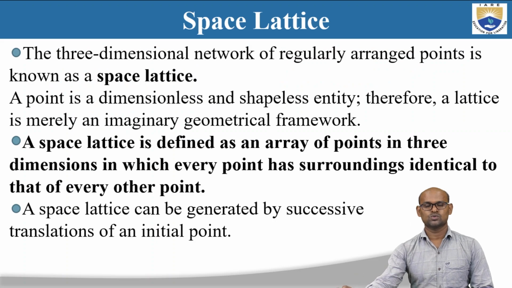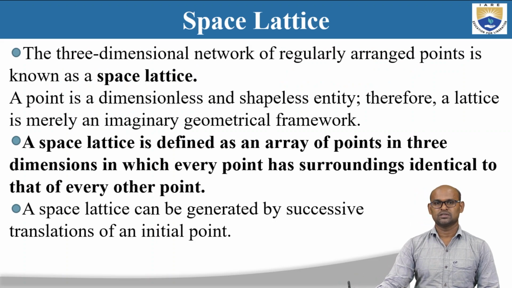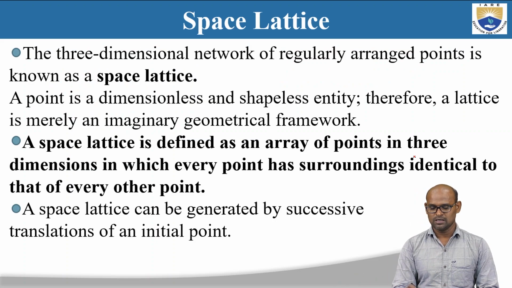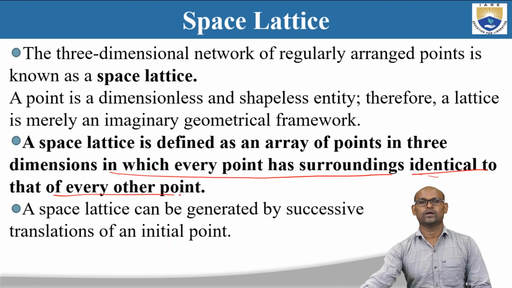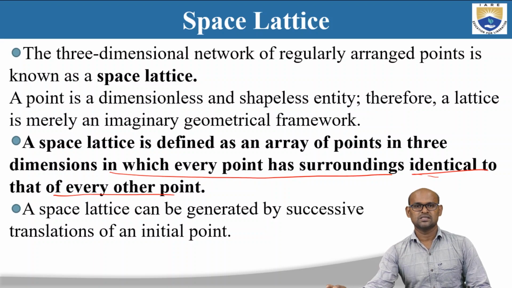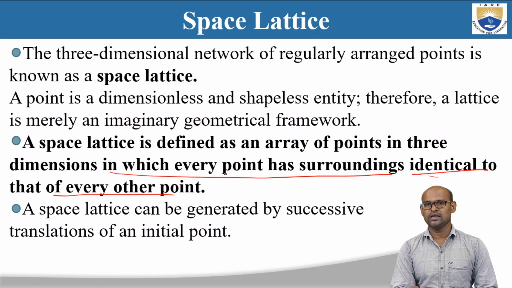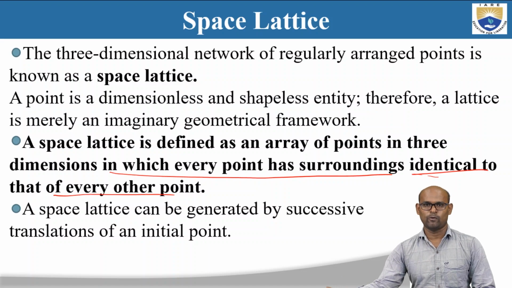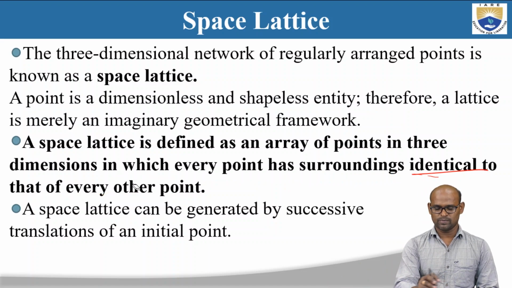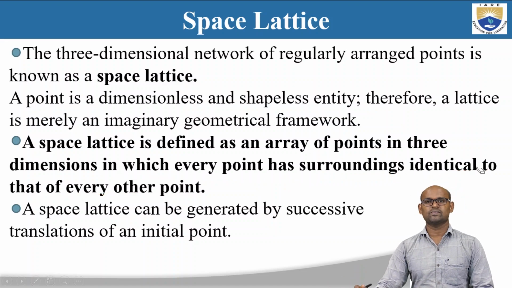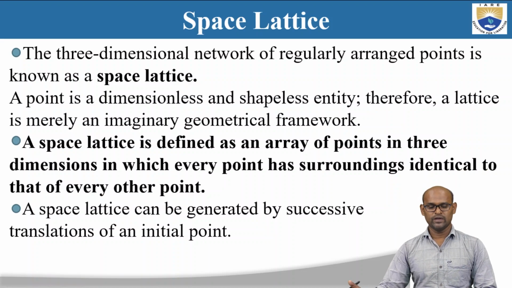So space lattice is nothing but a three-dimensional array of points, in which every point's surrounding is identical to every other point. If you sit at any lattice point, the surrounding should be the same as at any other point. So that is what is space lattice. The surroundings must be identical to every other point.